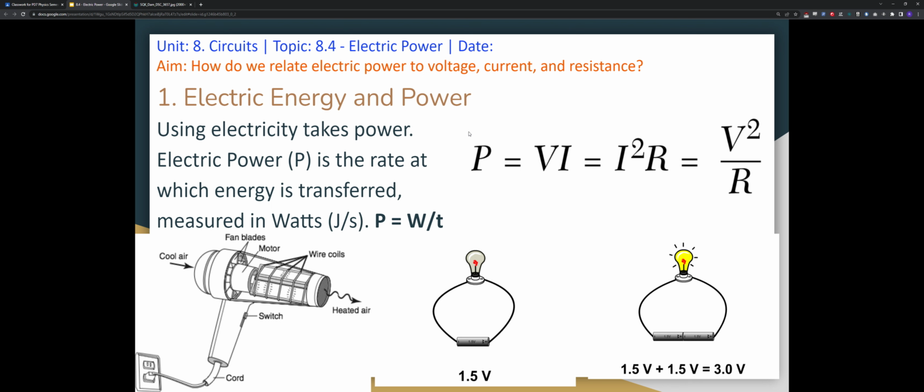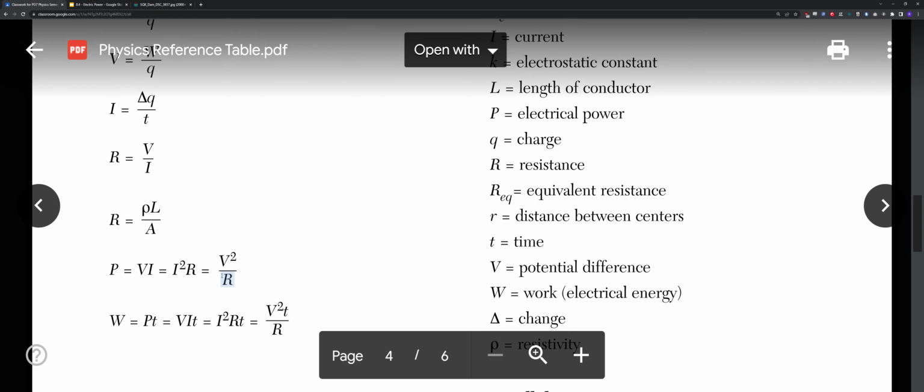Electrical power is really just the rate at which electrical energy is transferred. And we're going to measure power in watts again. And these are all the formulas for power. That includes voltage and resistance, right?